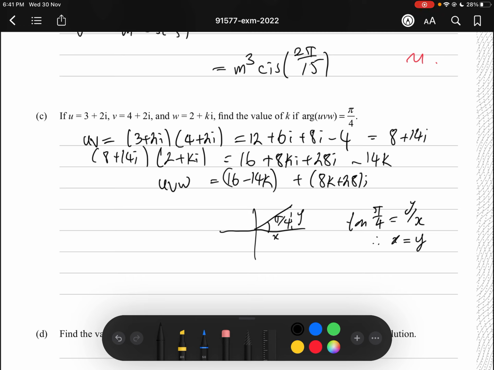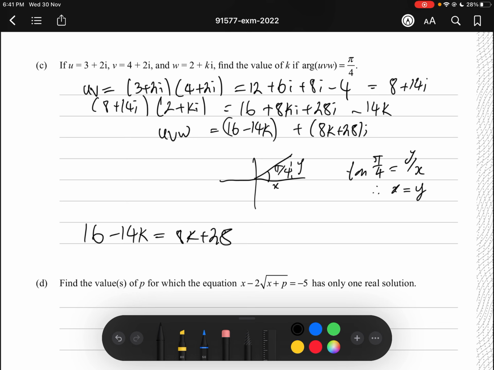When I say x equals y, this purely means that the real part is equal to the imaginary part. So we can equate these two expressions and then find our value for k. We say that 16 minus 14k equals 8k plus 28. Let's move everything to one side, so we have 22k equals 16 minus 28, which is negative 12. Therefore k equals negative 12 over 22.